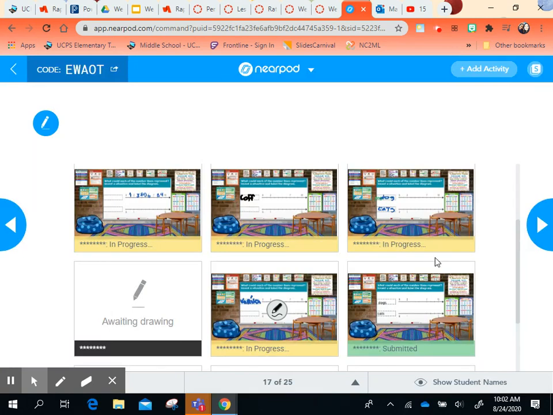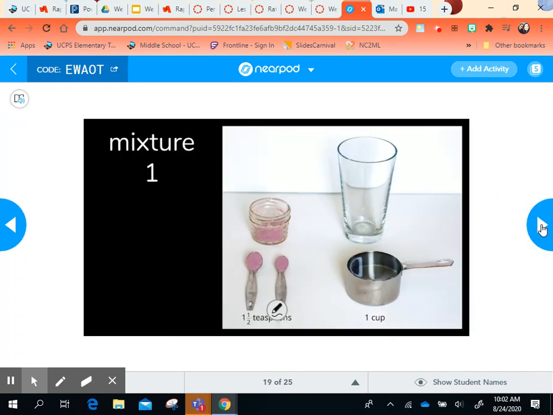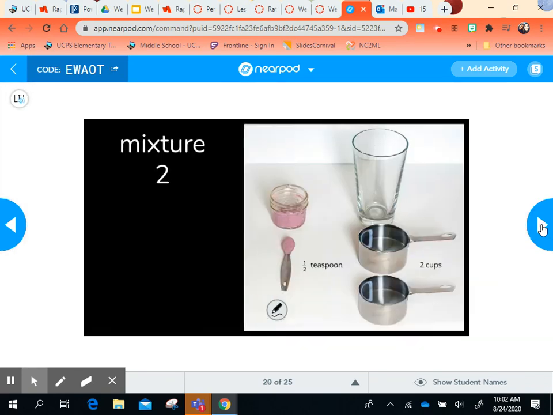Okay, so we're gonna go ahead and move on whether you're finished or not. We gotta make sure that we're doing these quick. Mystery mixtures. Mixture 1. We have 1.5 teaspoons of fruit punch mix to 1 cup of water. I want you to think about that when you see the pictures in a second. Then we have half a teaspoon of fruit punch mix to 2 cups of water.